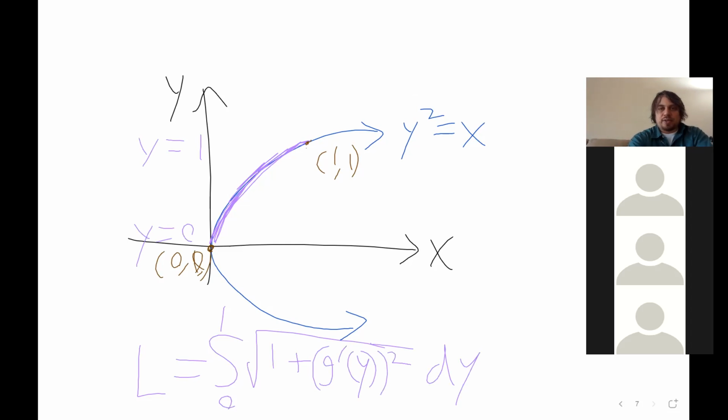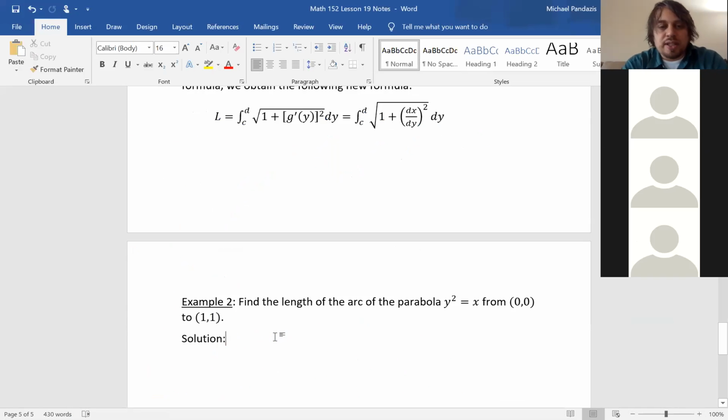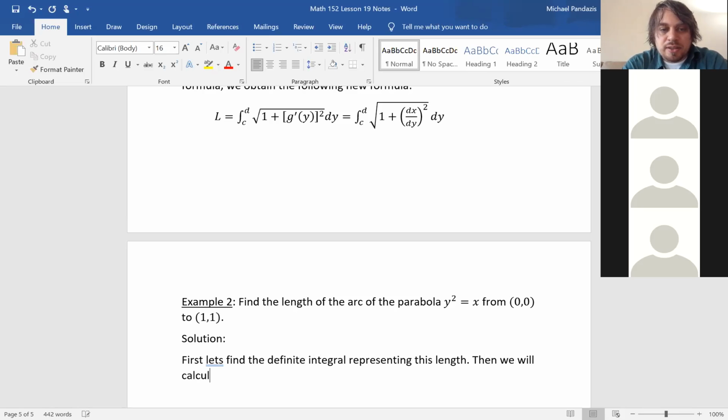So let's do that on Word. Okay, so the solution is, so first let's find the definite integral representing this length. Then we will calculate it. And the problem will be solved.